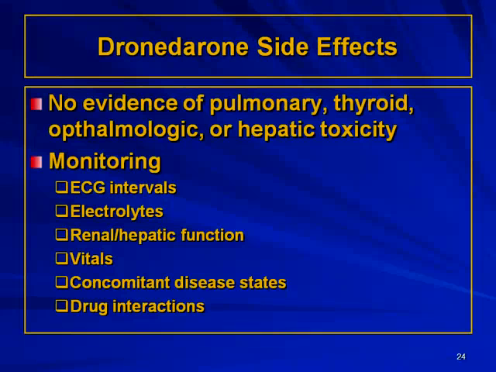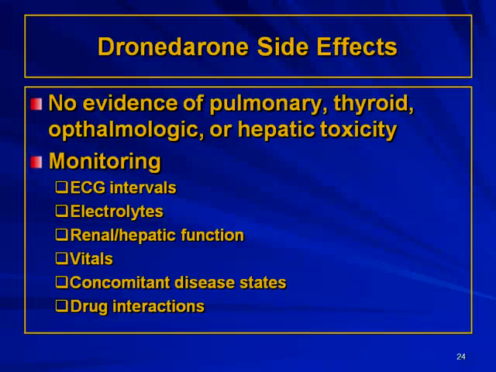And I've got the list of things that we should all look at before we start any antiarrhythmic drug. ECG intervals at baseline. What are the electrolytes? You'd like to have the potassium at 4.5 or even a little higher. Renal and hepatic function. Some drugs are cleared renally, some hepatically. Vital signs. You wouldn't start one of these drugs in a patient who was hypotensive or bradycardic. Concomitant disease states. Do they have heart failure? Clearly important for dronedarone. Renal disease for patients on sotalol or dofetilide.